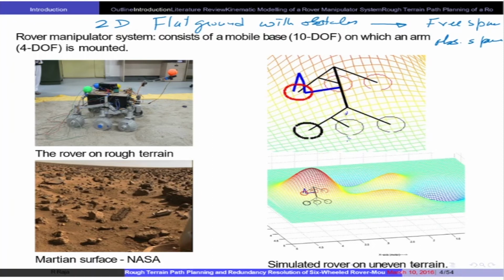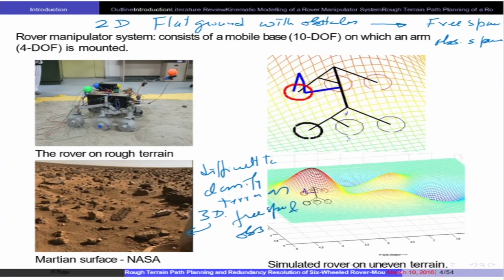But suppose now you have the 3D case. Now this is 3D. This is like a lunar or Martian surface, or a lunar rover, or maybe the roads and 3D terrain outdoors. Now in this case, it is difficult to classify terrain as free space and obstacle space.